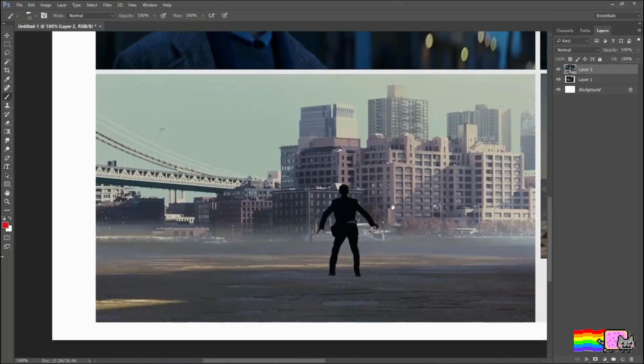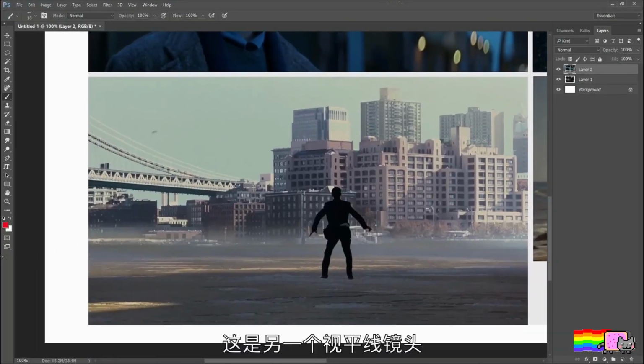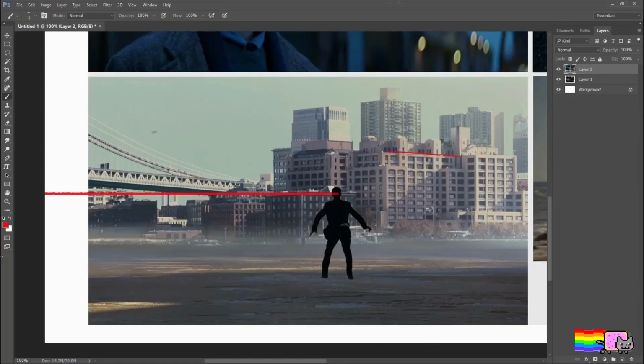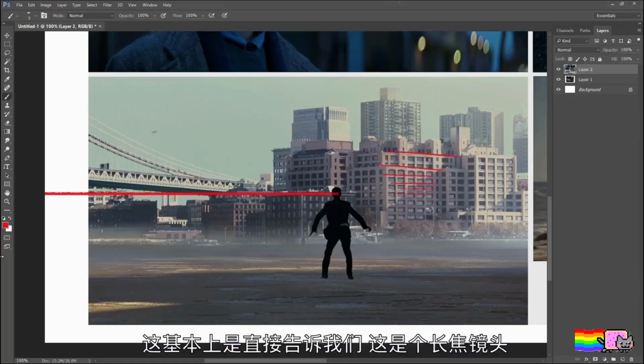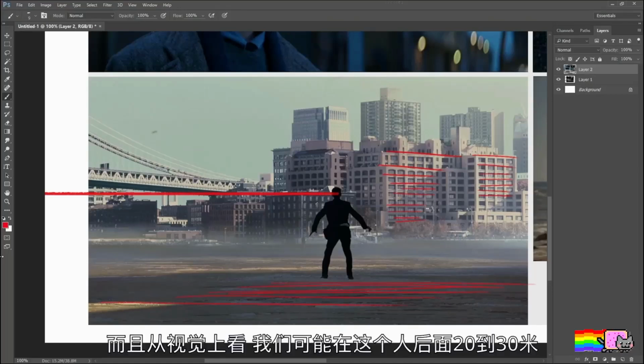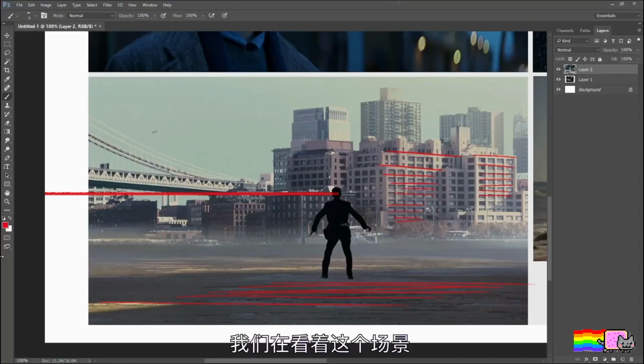This one, another eye level, but again, even if you look at the perspective lines, they're almost parallel, which basically tells us straight away that this is a long lens camera. And also, just look at the texture here, it's quite flat and compressed, but also just visually it looks like we are maybe 20-30 meters behind this guy. We're observing the scene, but we are far away from it.